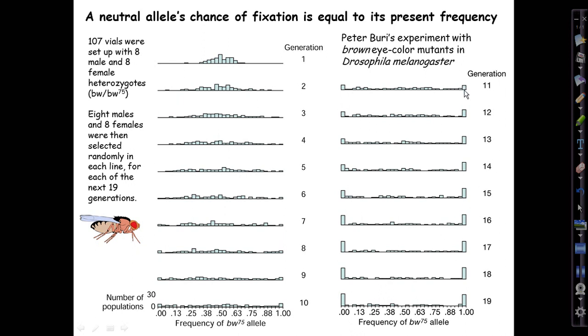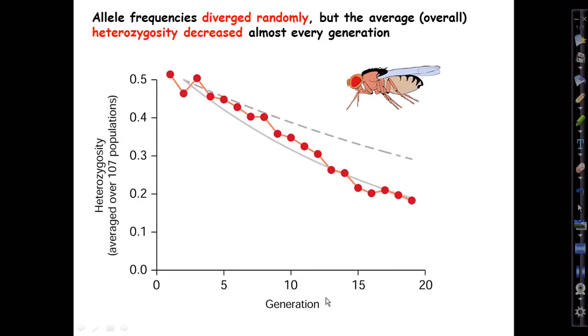And once we're up beyond generation 10, the largest classes are the vials that have fixed for either the BW allele or the BW75 allele. But notice, as expected, on average, it is equally likely that they fix for one or the other. And all the other unfixed populations come to resemble a completely uniform distribution of allele frequencies anywhere between 0 and 1. And that is exactly what theoretical models predict should happen.